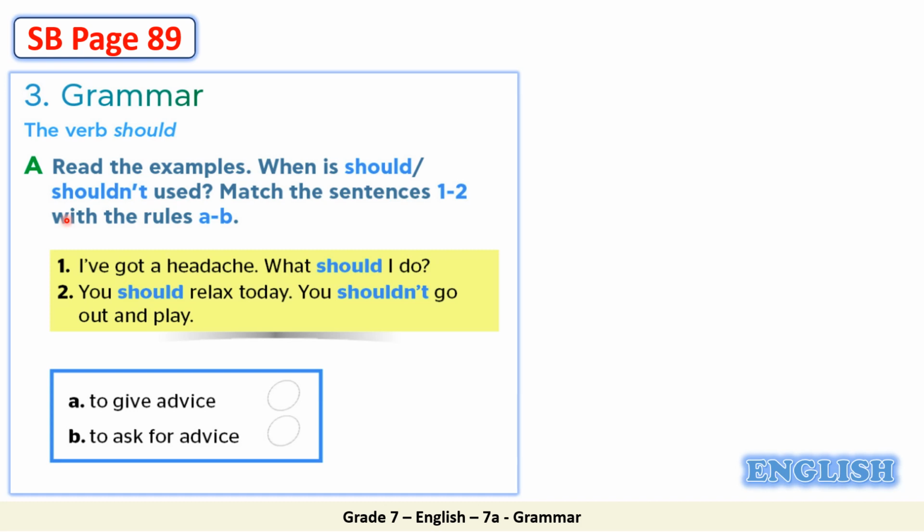Let's check your answers now. Which of the two sentences here is used to give advice? Excellent students. The second sentence, sentence number 2. You should relax today. You shouldn't go out and play. This sentence is used to give advice. While the first sentence is used to ask for advice. I've got a headache. What should I do? Great job, dear students. You could work out this task.